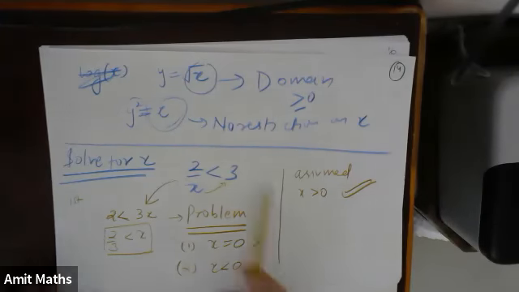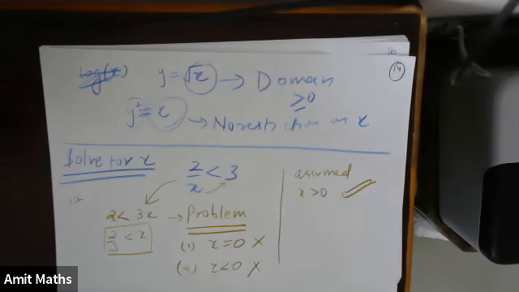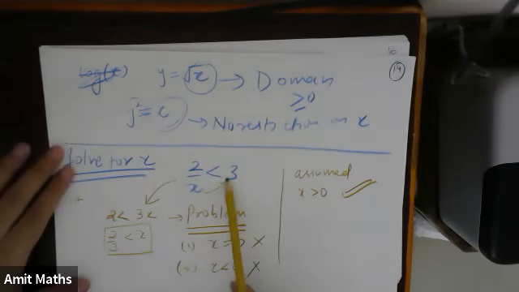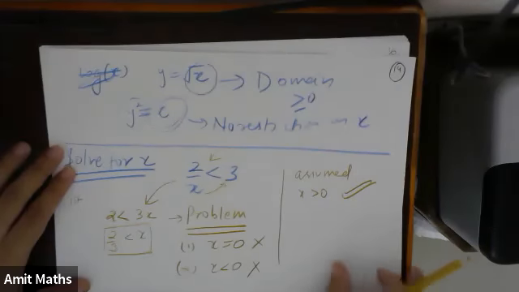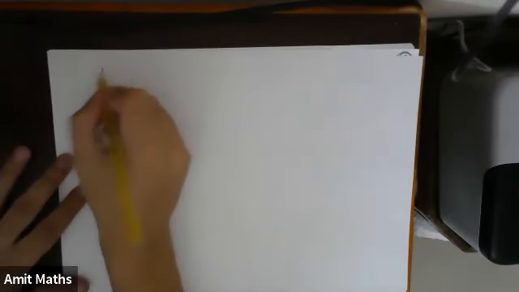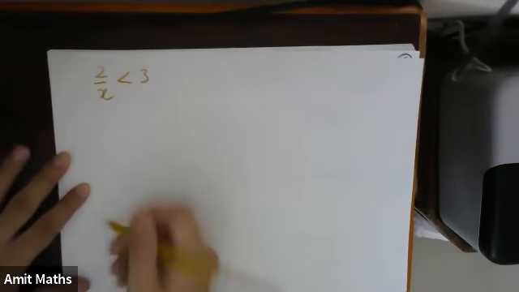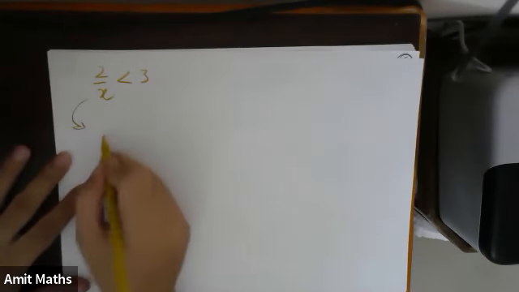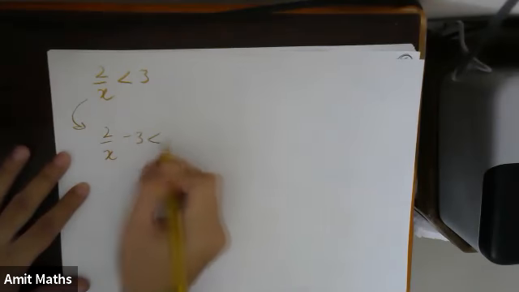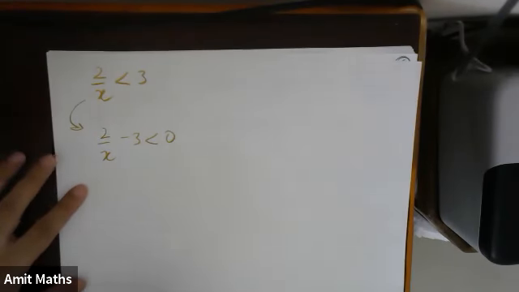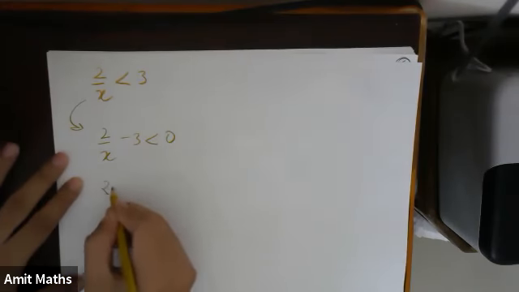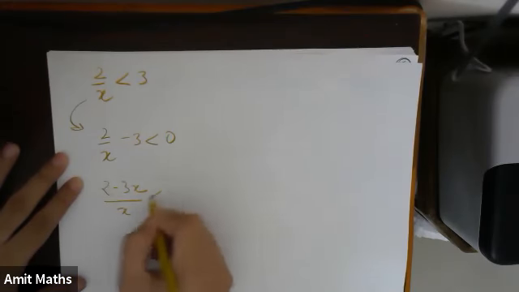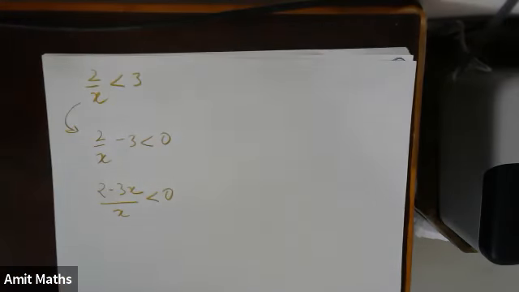So instead of cross multiplying, I'll bring 3 to this side. This 2 by x is less than 3, I can rewrite as 2 by x minus 3 less than 0. Then I can take the LCM. So this will become (2 minus 3x) upon x is less than 0.